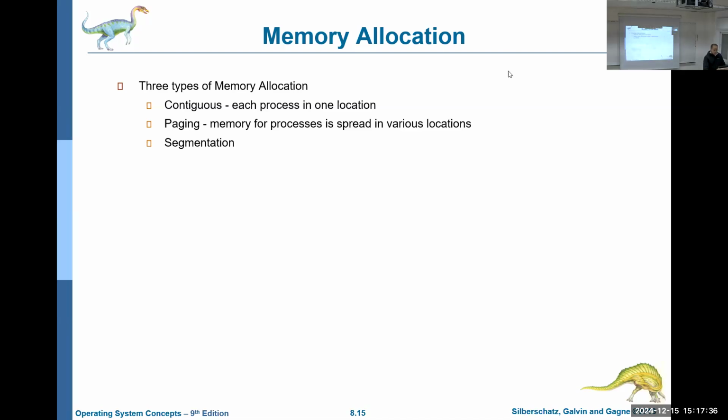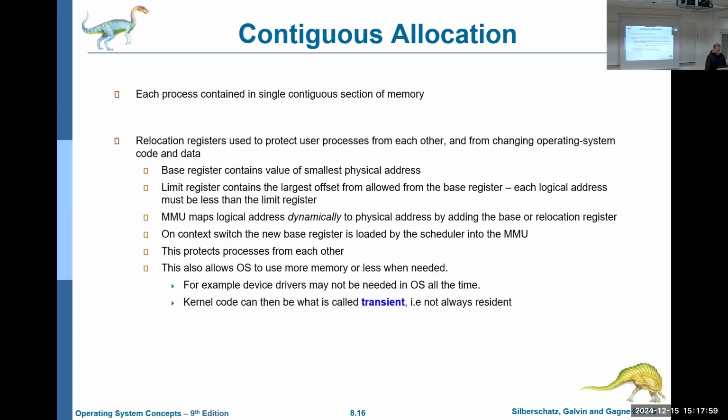Pause. Okay, so we're at this major new topic, which is three different ways of allocating memory for your program. Your program needs memory to run. So the most obvious way, which we've really been implying up until now, is contiguous. There are two other ways which we'll talk about. So let's start with contiguous.